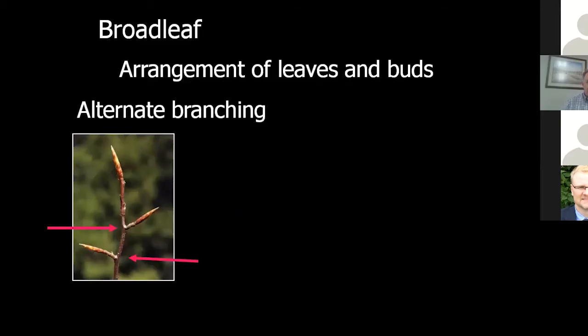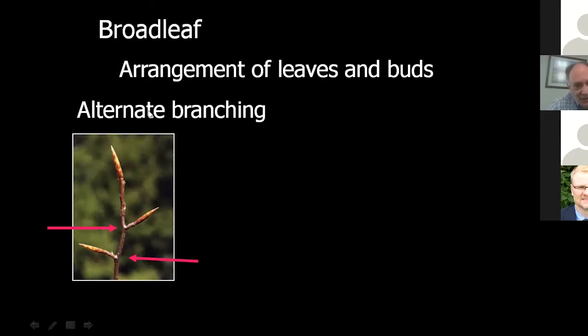So these broadleaf trees, talking about the arrangement of the leaves and buds, this is what we call alternating branching. That is when you have a bud, this is a bud on a beech tree, you see that it goes out here to the left-hand side. Well, to get to the next bud, you have to go up and off to the opposite side to find another bud. Again, this is referred to as alternating branching.